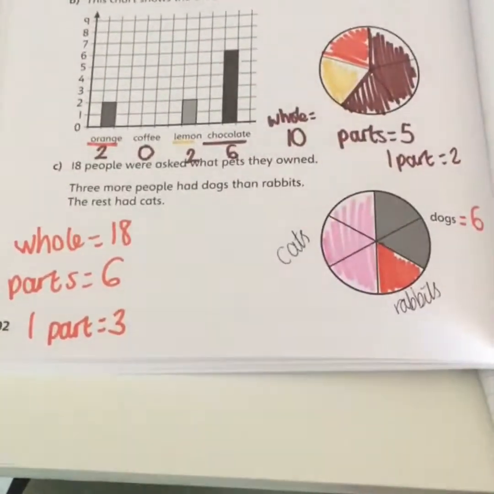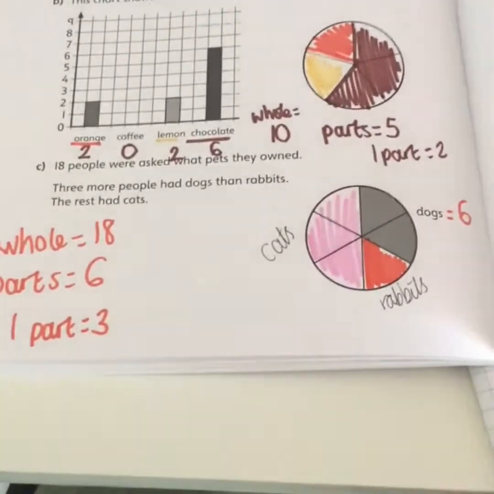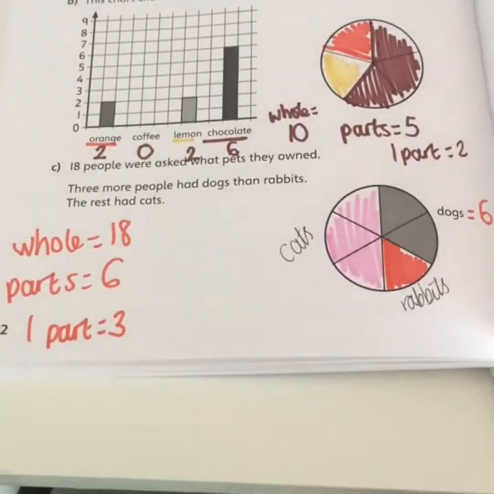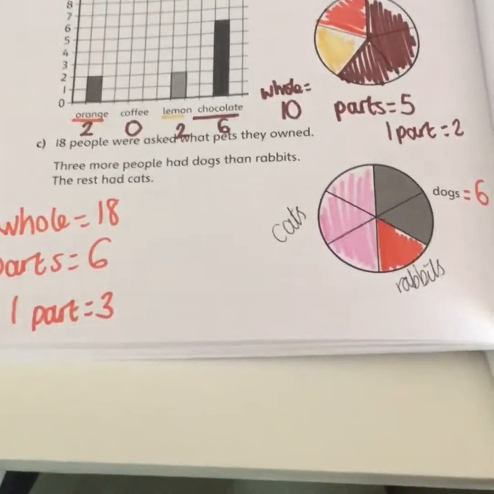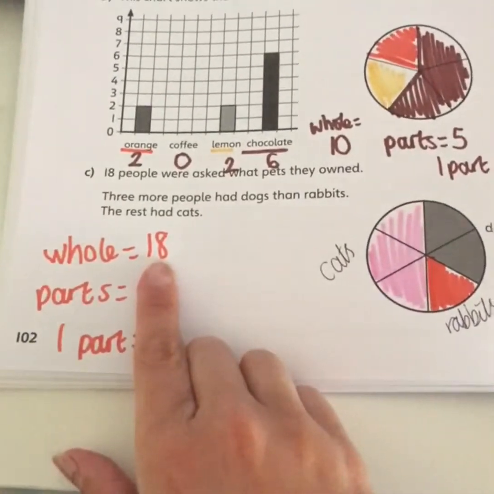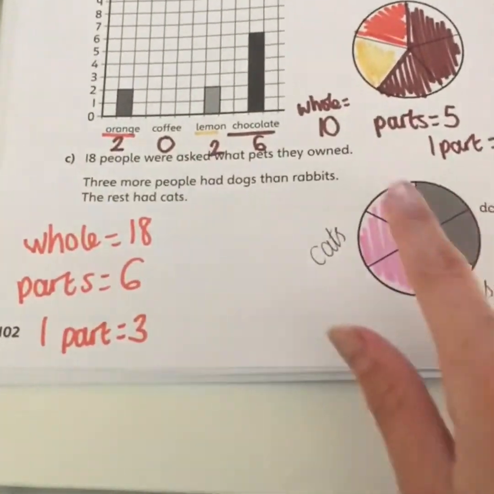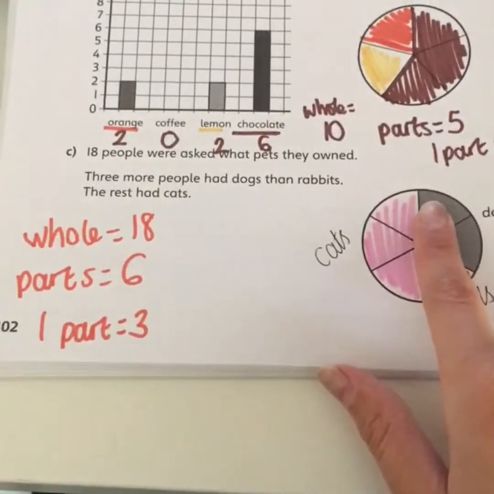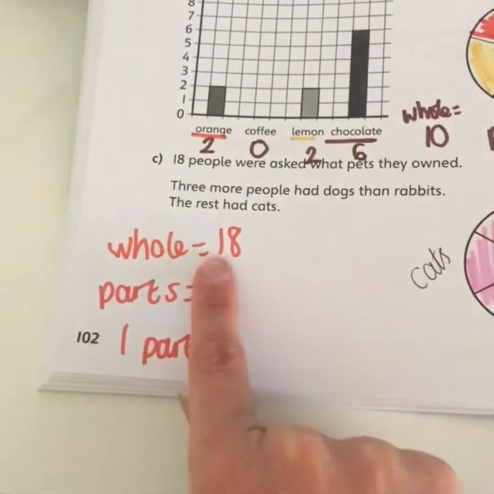So, C then. 18 people were asked what pet they owned. 3 more people had dogs than rabbits and the rest had cats. So, I know that my whole is 18. 18 people were asked. How many segments have we got? 1, 2, 3, 4, 5, 6. So the whole is worth 18 people.